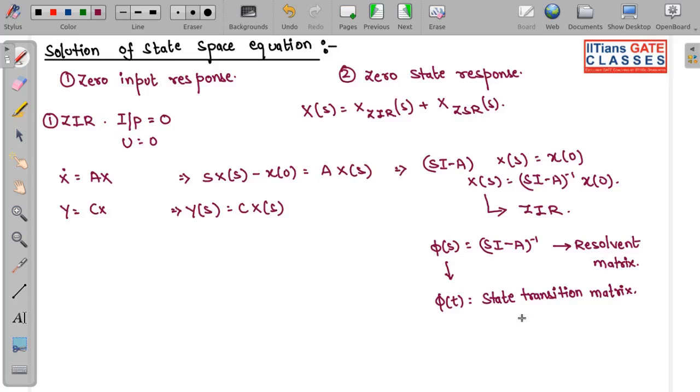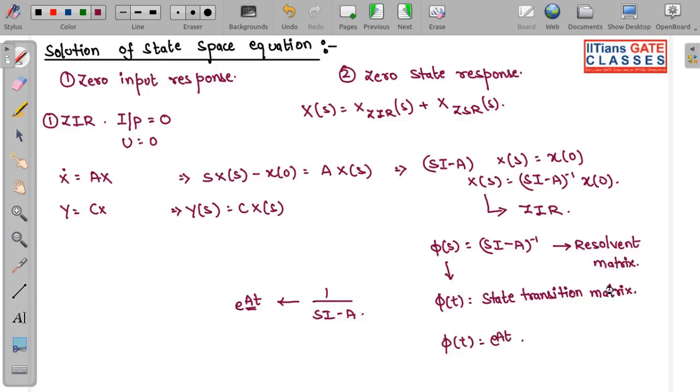So phi of t, if you take the inverse, means this is what? 1 divided by sI minus A. So if you take the inverse Laplace of this, this will be e to the power At, where A is your state matrix. So remember, phi of t is equal to e to the power At. This is your state transition matrix.